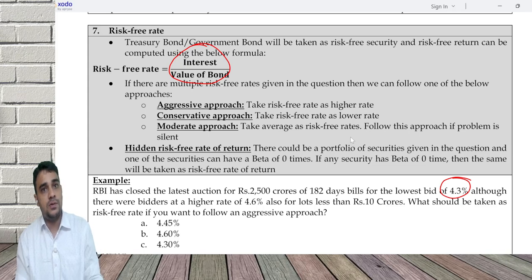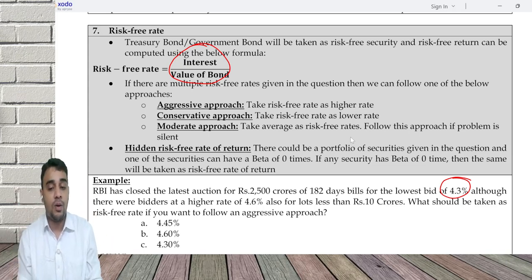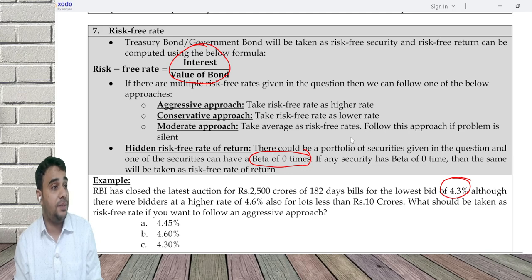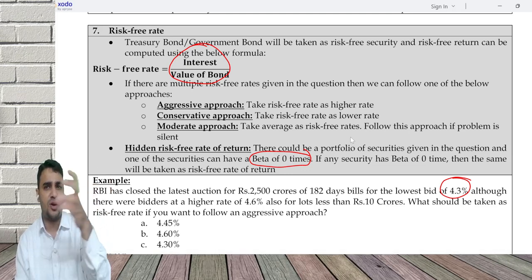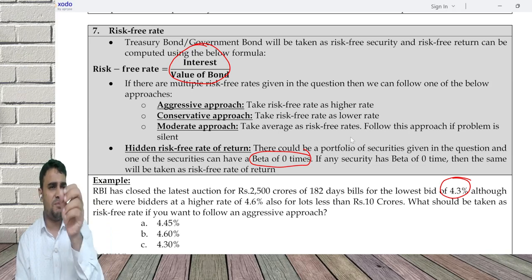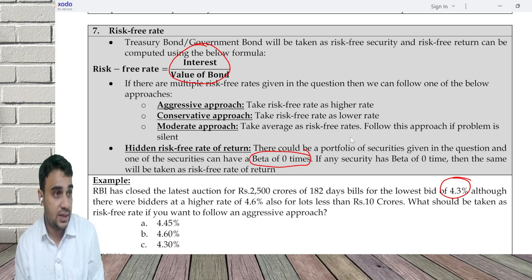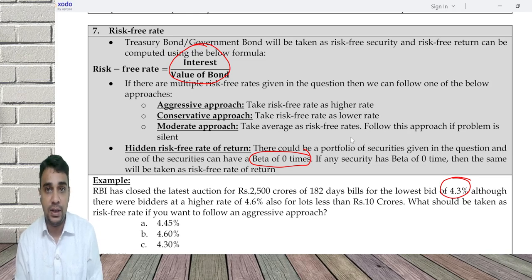Some questions, when you read the data, somewhere there will be a data called beta of 0. They will give security A, security B, security C, security D. A lot of data will be given, and somewhere beta will be 0. Wherever that beta is 0, that is the risk-free rate security. Beta of 0 indicates no risk.